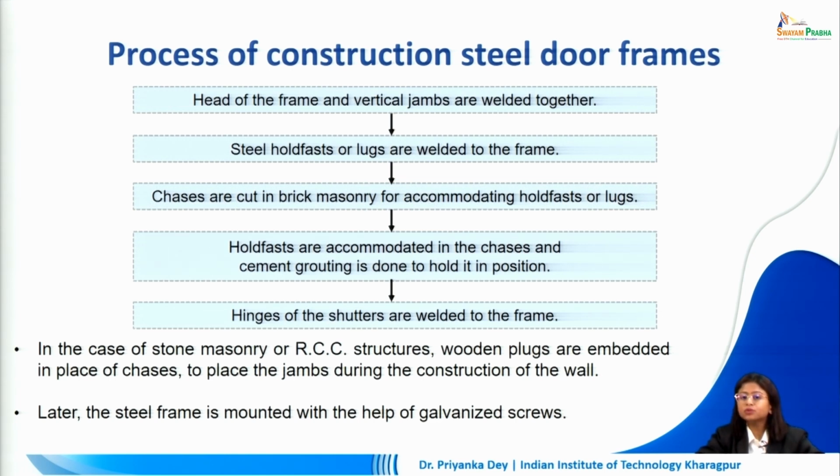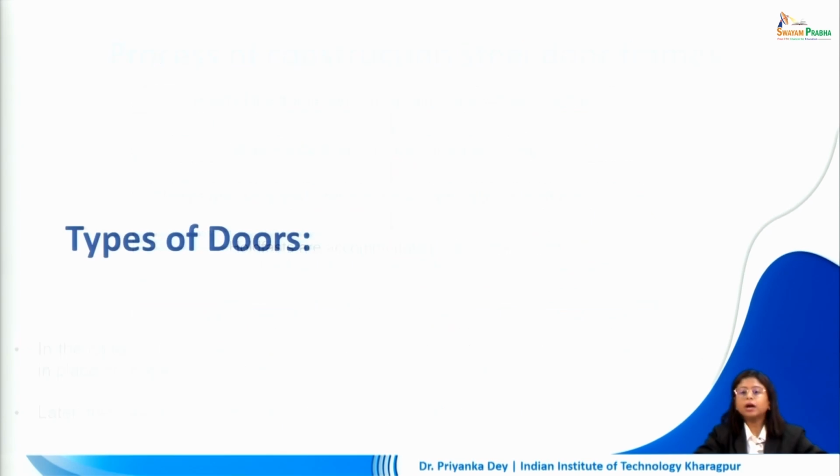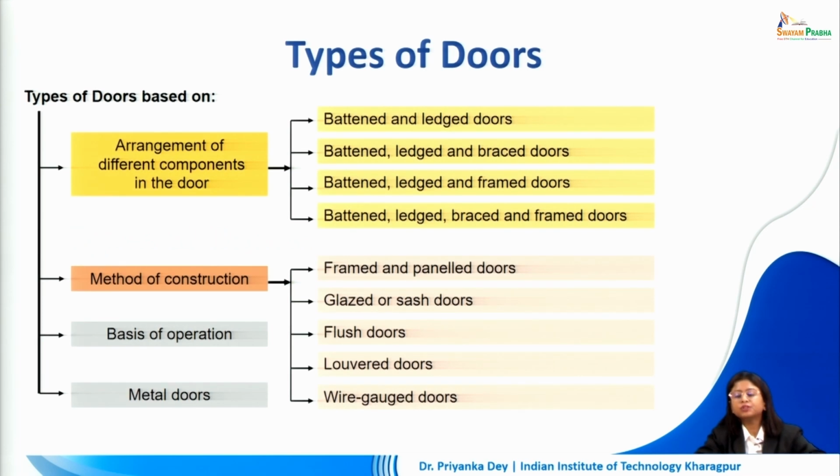Now in case of stone masonry or RCC structures, wooden plugs are embedded in place of chases to place the jambs during the construction of the wall. Later on, the steel frame is mounted with the help of galvanized screws. Now let's try and see what are the various types of doors that we can use in our construction. Before we get to that, let's understand how we can classify doors.